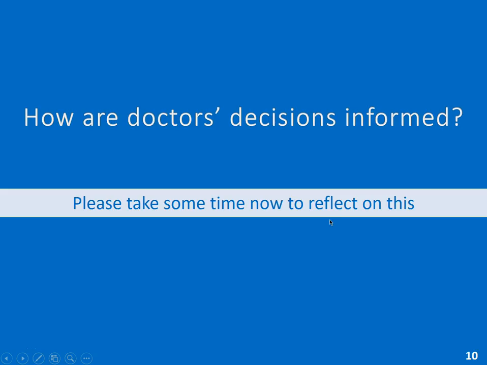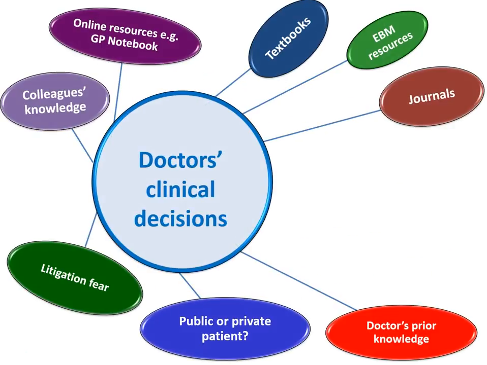How do doctors make decisions? What helps them to make decisions about diagnosis or about treatment choices? Let's look at the range of people and sources that may be helpful. Colleagues can be very helpful. You can ask a colleague if you don't know.